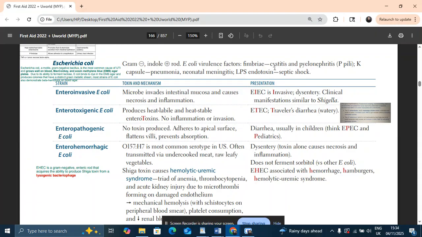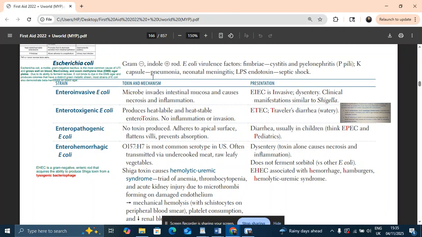So how do fimbriae work? They allow the adhesion of bacteria to the uroepithelium, and that's how it causes UTI. Always remember, the most common cause of UTI is E. coli, and also in the sexually active woman, the most common cause of UTI is E. coli. Now, the second virulence factor is K1 capsular polysaccharide.